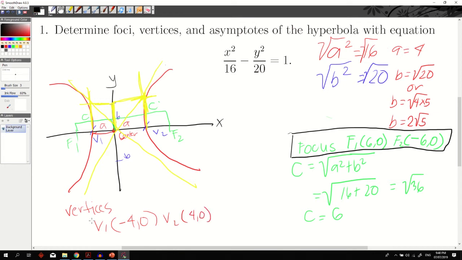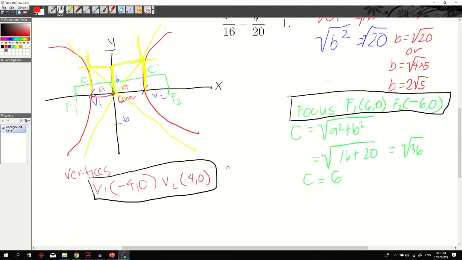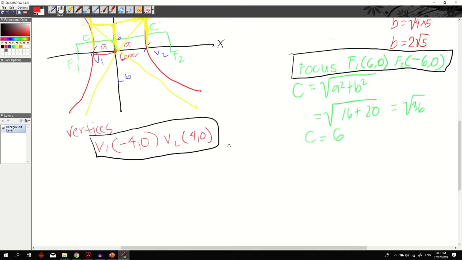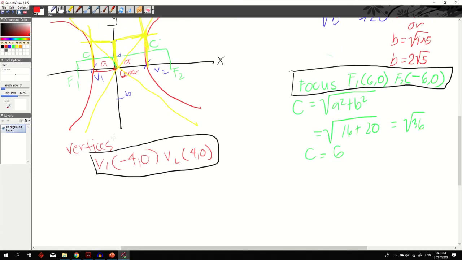Okay, so that's how easy it is to get the vertex. Now, asymptotes. It's not that difficult, but it's nearly difficult. To get the asymptote, you need first the formula. The formula is y equals positive negative b over a x.